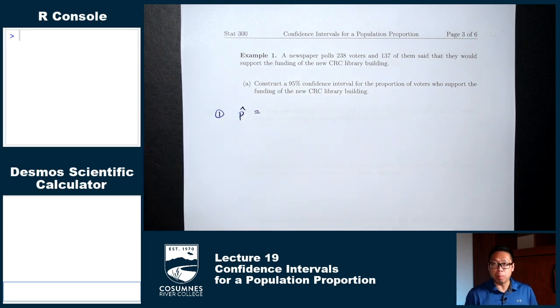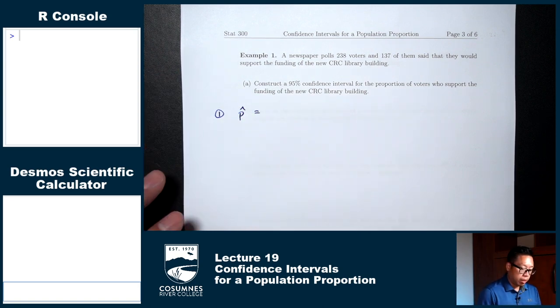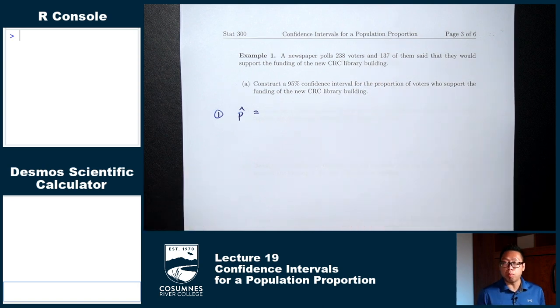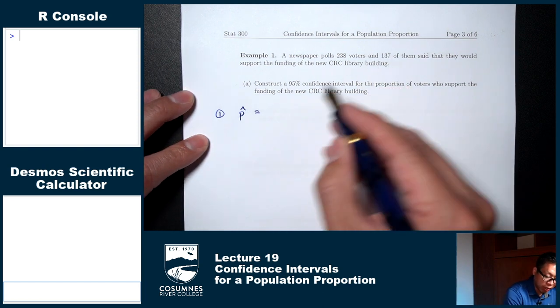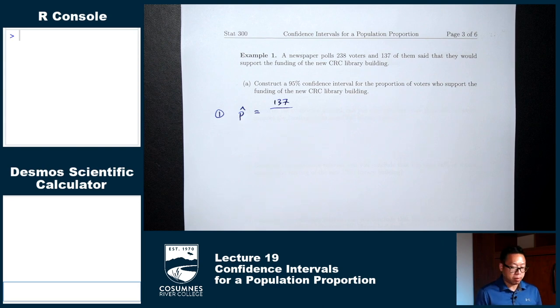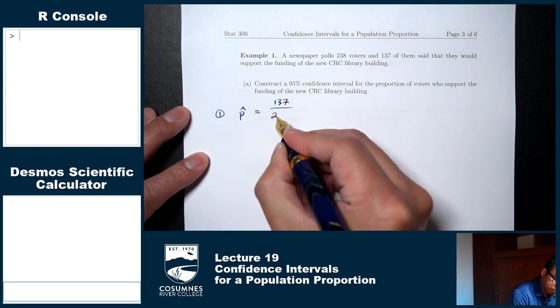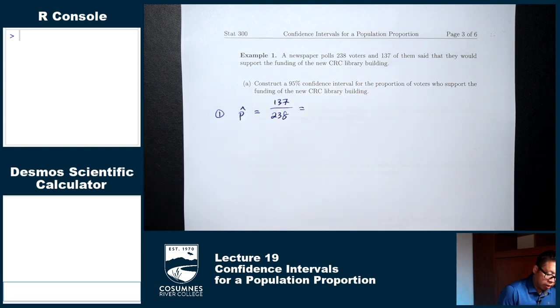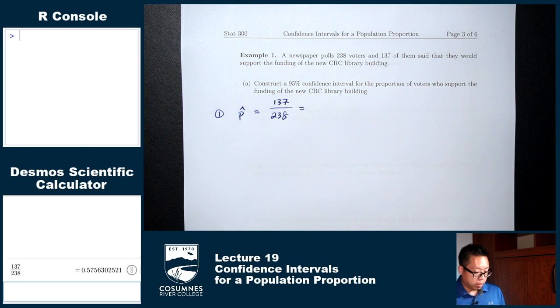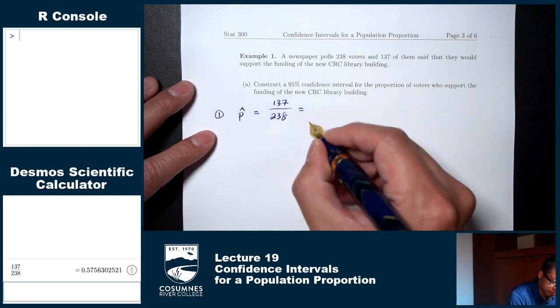Okay, so first step will be finding p-hat. p-hat is the proportion that we get from our sample. We asked 238 voters total, and 137 of them said they would support the new CRC library building. So the proportion from our sample would be 137 out of the total number of people that we asked, 238. On a calculator, 137 over 238. Rounding to three decimal places, this will be 0.576.